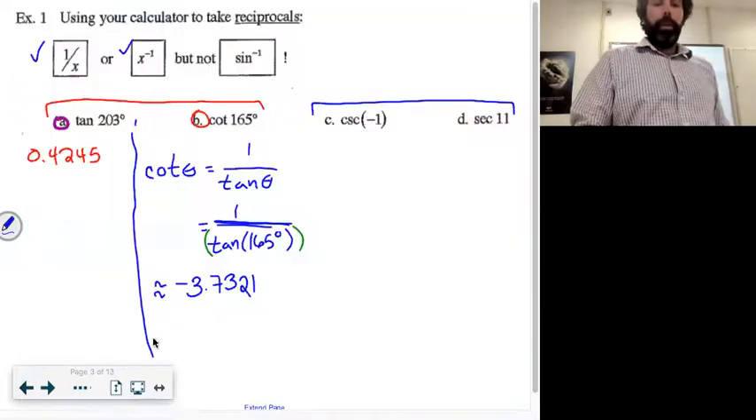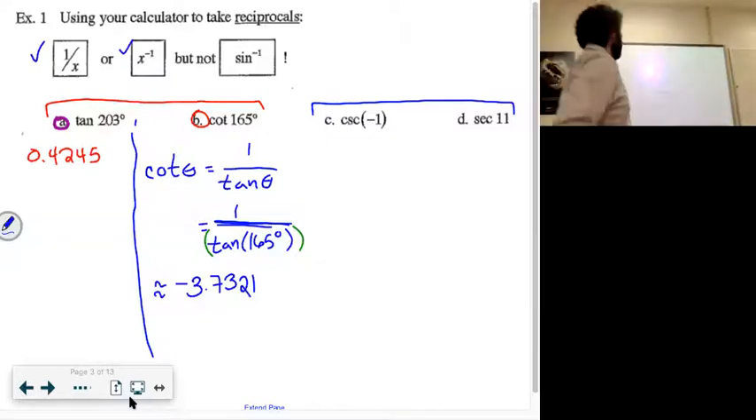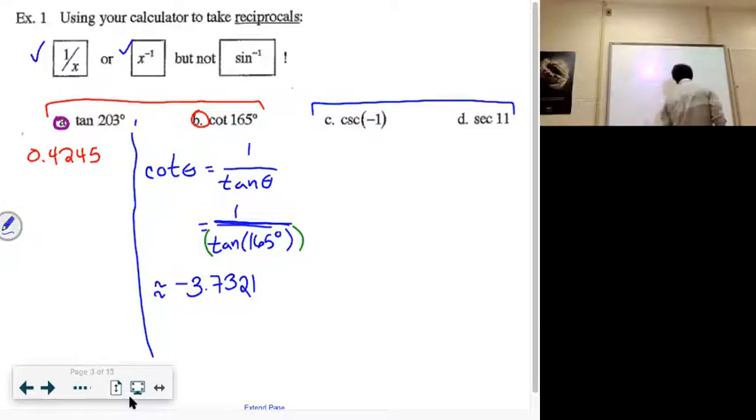If you're looking at the notes again, that's exactly what this is saying right here. Do not use this. That will not give you the correct answer. So just completely avoid that at all costs.